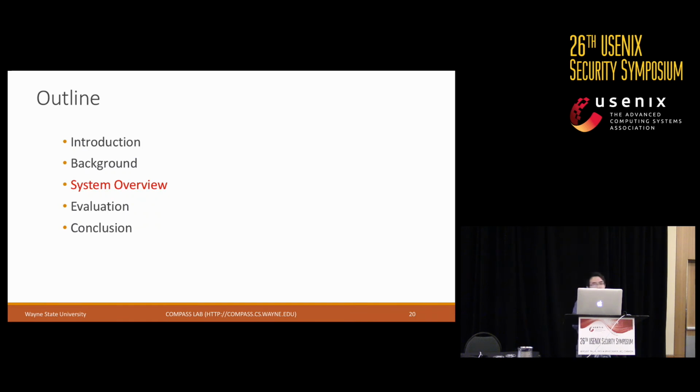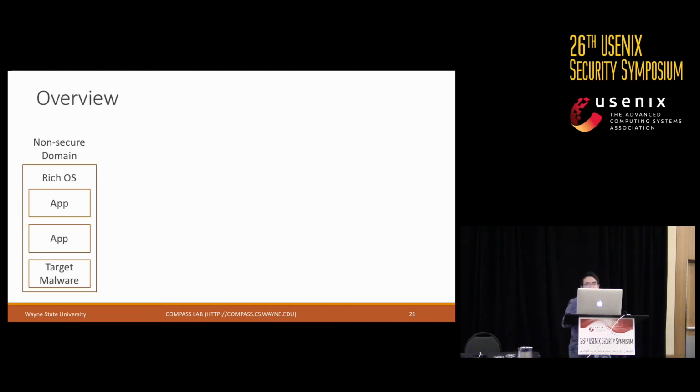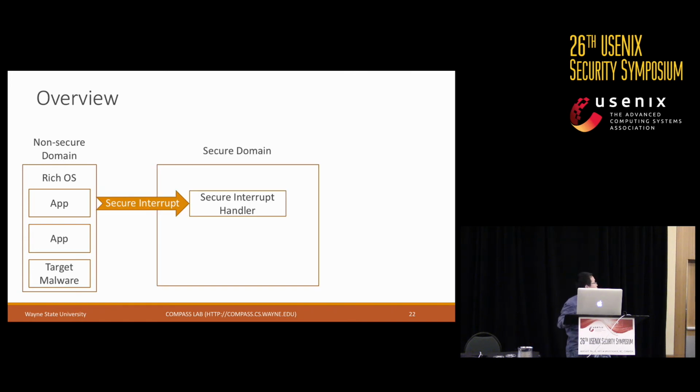In this paper, we present a transparent malware analysis framework called Ninja. Now let's get to the overview of our system. As in other malware analysis systems, we execute the target malware in the non-secure domain, in the rich operating system. Once we want to suspend the process of the target malware, a secure interrupt is triggered.